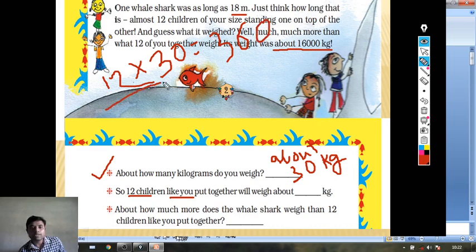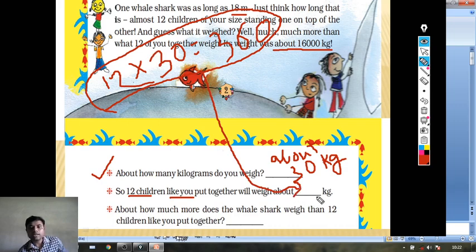360. So please write this whole process here. Right here the answer, 360 kg. Okay, write the calculation also, don't write only the answer. Okay, now, about how much more does the whale shark weigh than 12 children like you put together? So when it is given how much more, what do we have to do? Yes, we have to do subtraction.